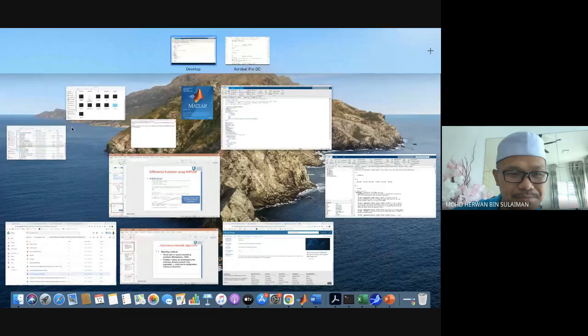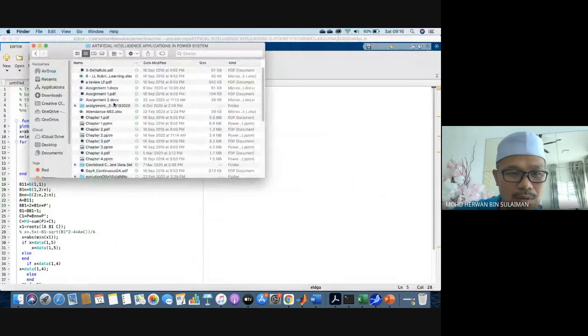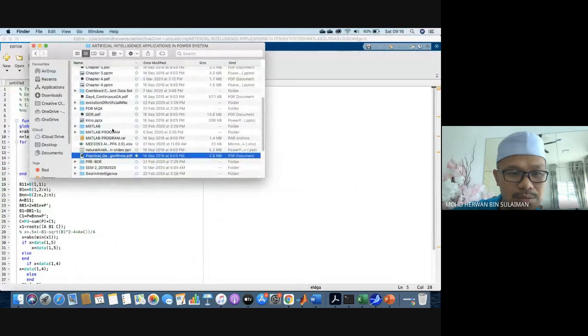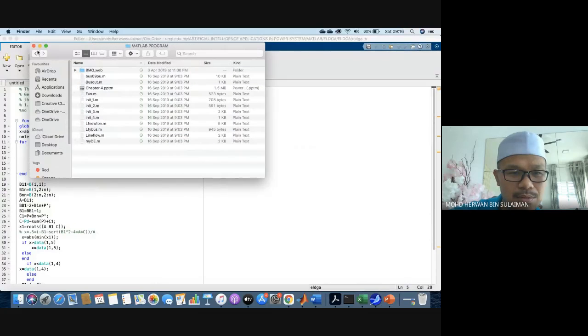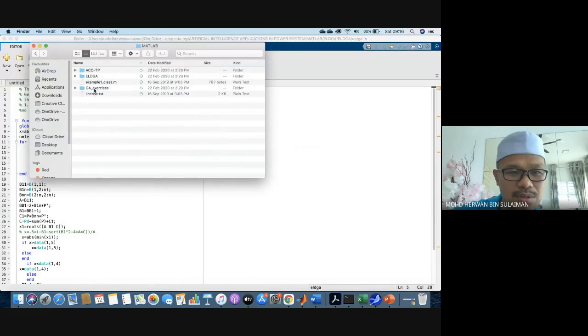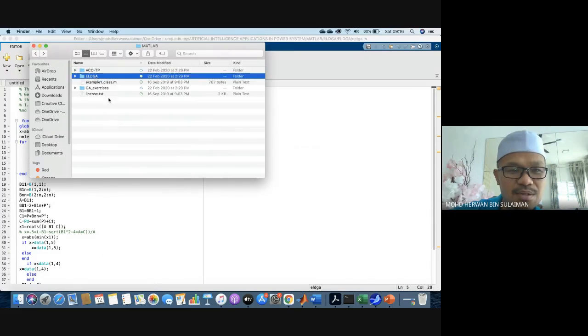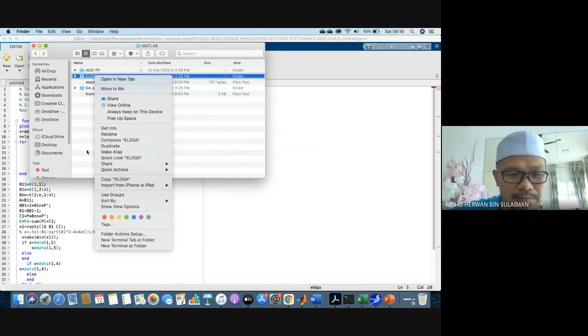Where was it? I know where. Not this one. Okay, this one is GA, this one is the GA exercise. No. Basically, you can find numerous. I want to do this, but I can't compress it.